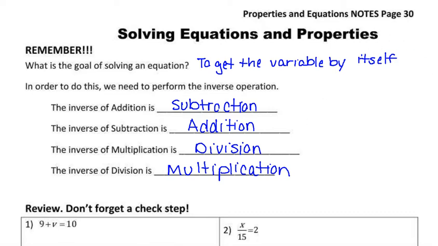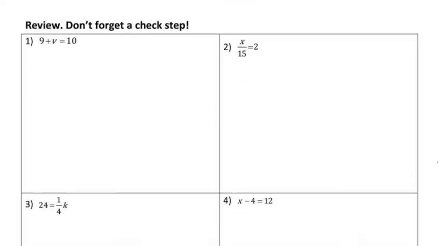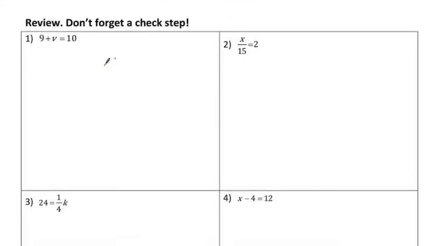So let's look at 4 examples, just to refresh your memory. So if we look at the first one, remember you always draw your line down that equal sign. Find your variable, which in this case is the v. We have 9 plus v. I need to get that 9 away from that variable. In order to do that, that is a positive 9. So I'm going to subtract 9 from both sides.